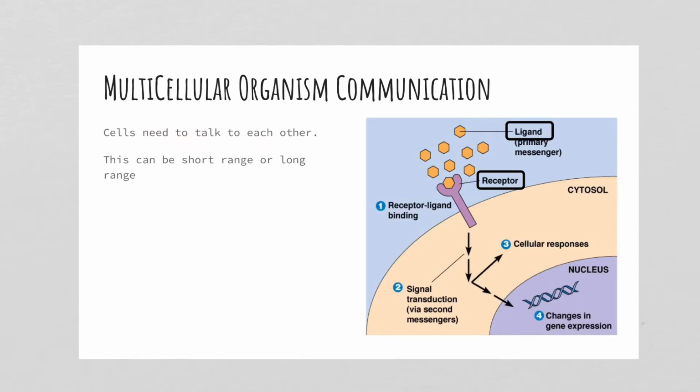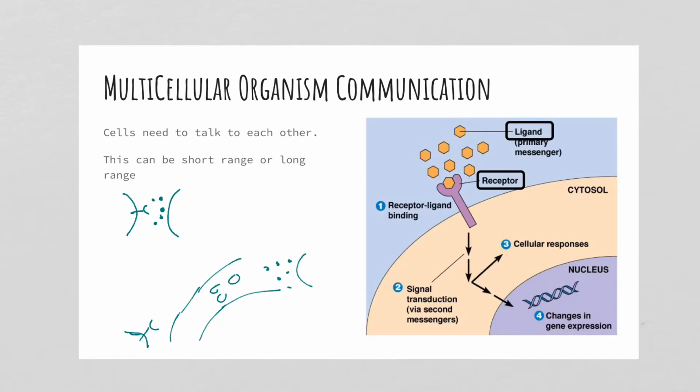Some of this can be short range, one cell talking to the next cell right next to each other, something like we see with a neuron even. Or some of it can be long range, where your cell releases a whole bunch of chemicals and the other cell that picks it up is really, really far away, so we have to go into the bloodstream to get it eventually to where it needs to go.